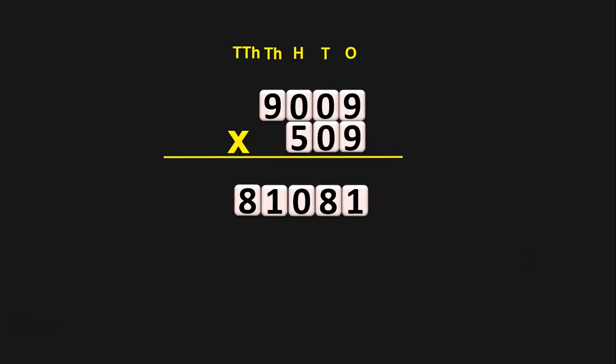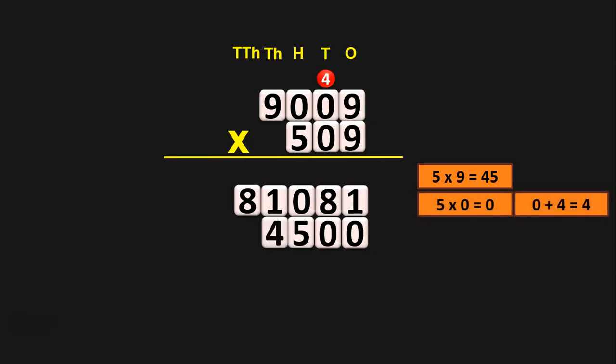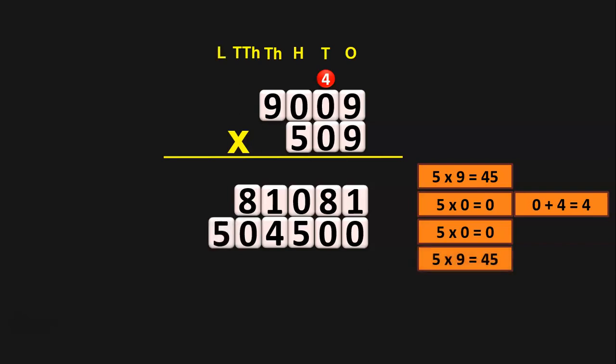The next step can be ignored because it is multiplication by 0 which is there in the tens place. Now move on to the hundreds place where you have 5. So remember to put zeros in the ones place and tens place. Now begin the multiplication by 5 which is nothing but 500 as it is in the hundreds place. 5 nines are 45. 5 carry over 4. 5 zeros are 0. 0 plus 4 is 4. 5 zeros are 0 and then 5 nines are 45. So 5 in the lakhs place and 4 in the 10 lakhs place.